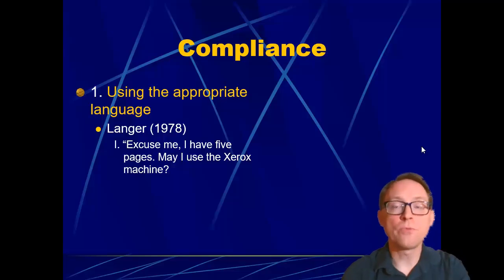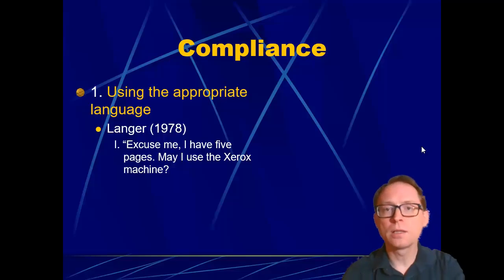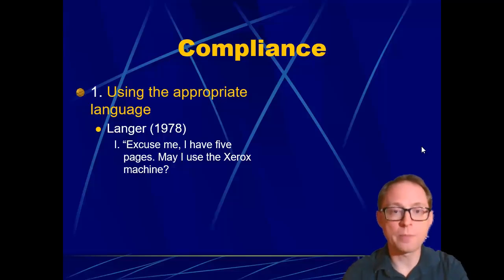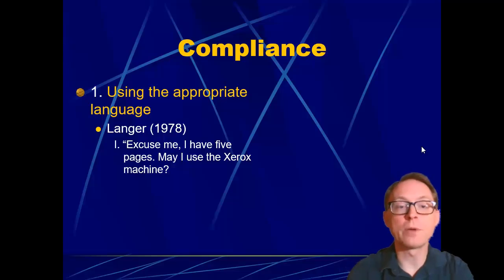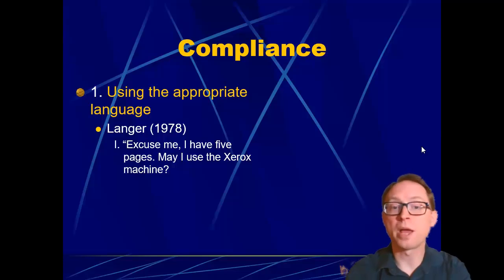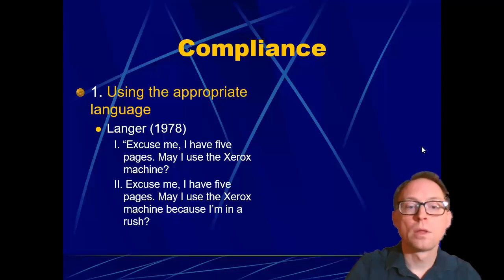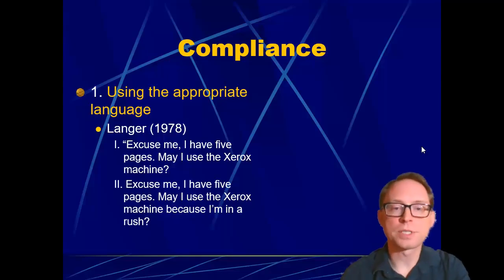And this Confederate would go up to the person who is in front of them and say, excuse me, can I use the copier? I have 5 pages. May I use the Xerox machine? Now, they used to call all photocopiers Xerox machines. That's why it says that. Anyway, so the first condition is they would say, hey, excuse me, I have five pages. May I use the Xerox machine? Even though it wasn't their turn. The second, and then we'll talk about a third in just a second. The second was, excuse me, I have 5 pages. May I use the Xerox machine because I'm in a rush?